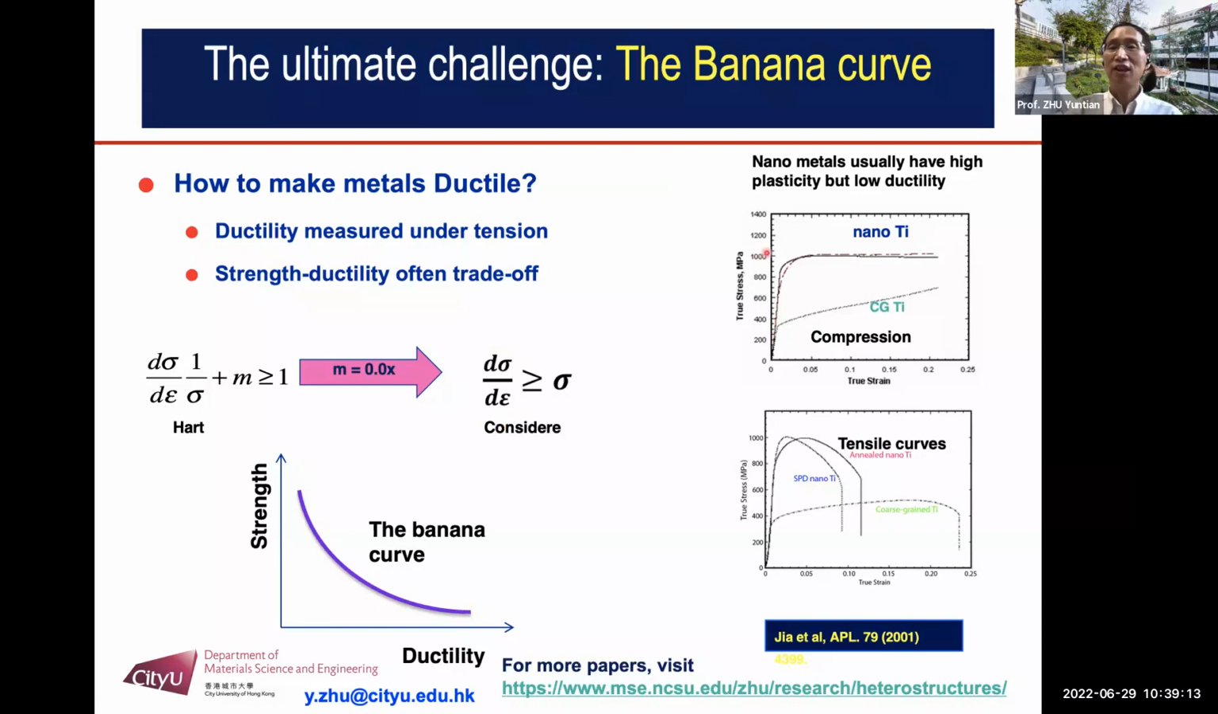which is the slope of the curve. However, for nanostructured titanium, you see the flow stress is much higher than coarse-grained titanium, which means the sigma is much higher. But if we look at the slope, the sigma, the epsilon, is close to 0. And this becomes 0, this becomes high, of course, it's not stable.